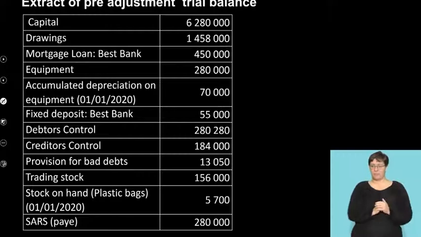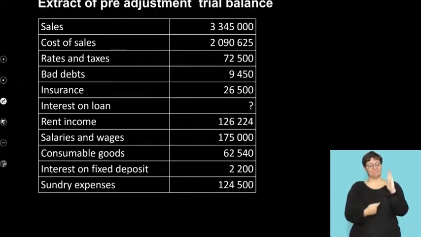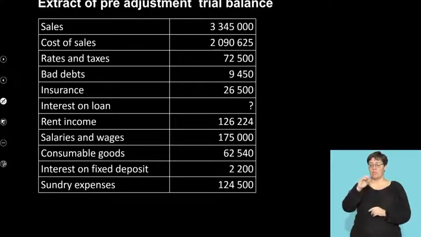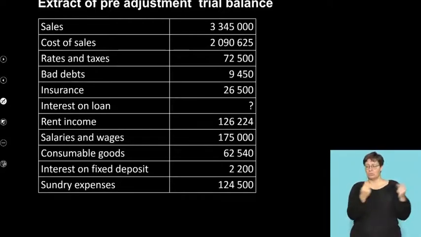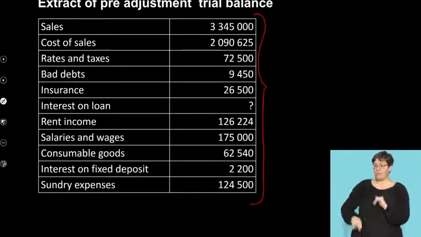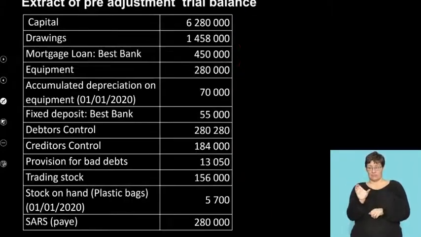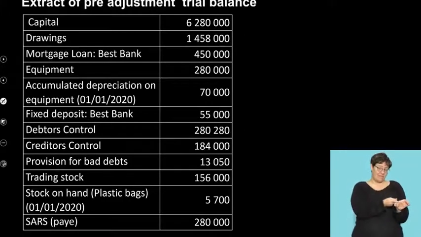That's an extract of my pre-adjustment trial balance. Remember, this would be my balance sheet account section, and this would be my nominal account section. So clearly, when I'm doing my statement of comprehensive income, I need my nominal account section. Obviously, there may be information in the balance sheet account section as well, depending on the information.